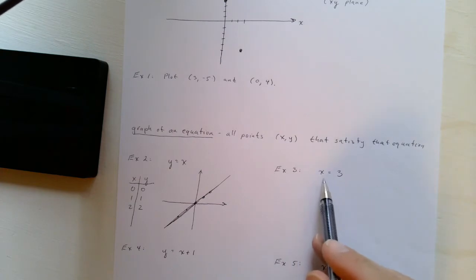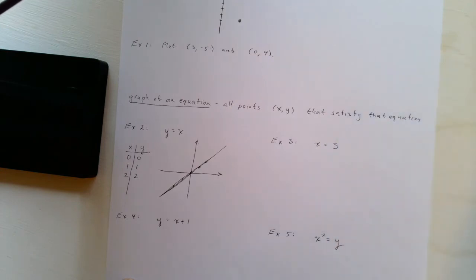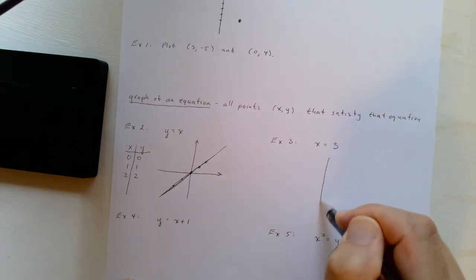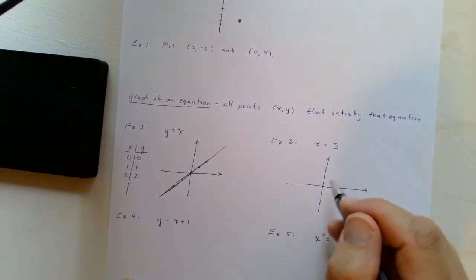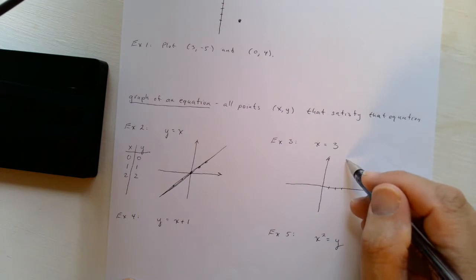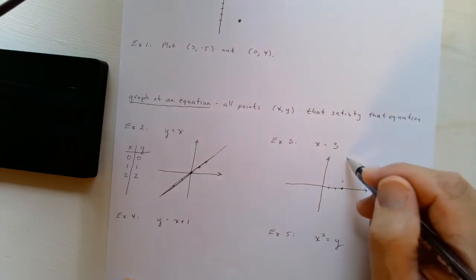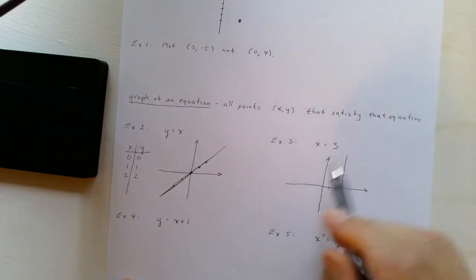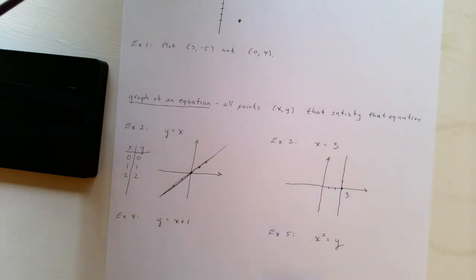In example 3, we have the graph of x equals 3. You'll see that it doesn't say anything about the y-coordinate, but that's all right. It just means y can be anything as long as x is 3. If we consider all the points whose x-coordinate is 3, it turns out that corresponds to a vertical line because we could have 3, 0, 3, 1, and so on. So whenever you have x equals a constant, that's always a vertical line.